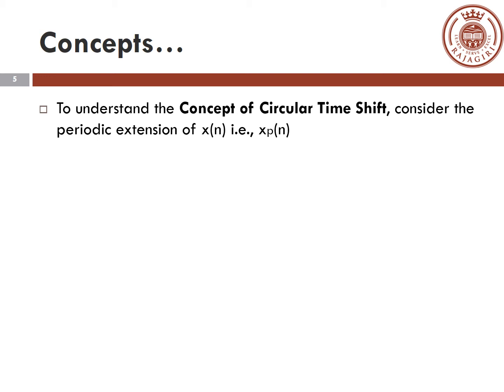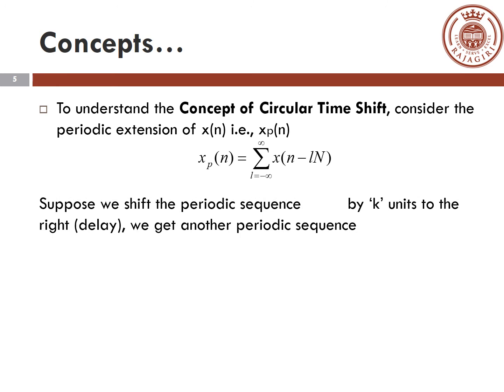So here, to understand that, consider the periodic extension of x of n. So suppose your x of n has got 8 samples, and that's it. Those are the 8 samples of x of n. Now we are going to take the periodic extension of it. So we can see that xp of n can be written as sigma L is equal to minus infinity to infinity x of n minus Ln. Okay, where L is varying from minus infinity to infinity. So when L is equal to 0, it is your x of n. When L is equal to 1, it is x of n minus n. So after 8 samples, your signal will repeat as it is again, and so on. Okay, so we are considering the periodic extension.